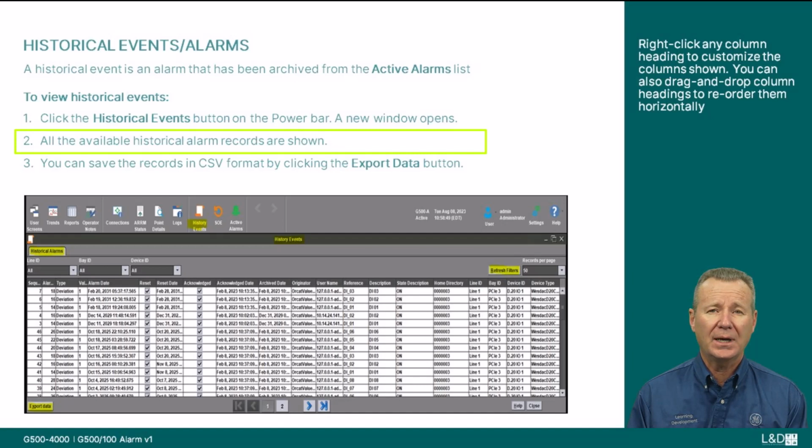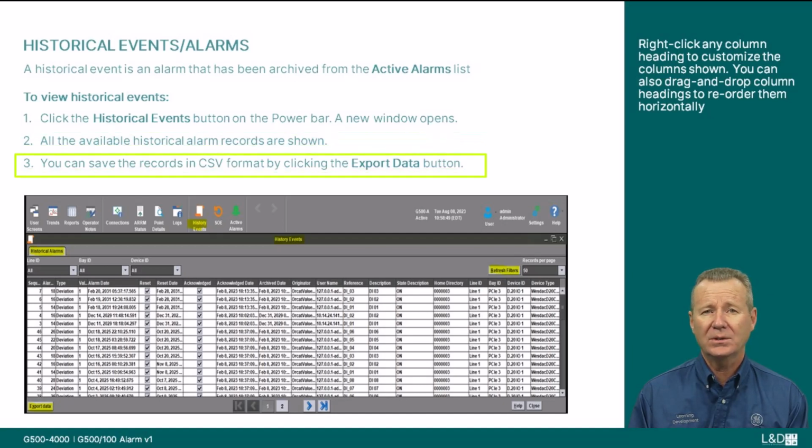You can filter by line ID, device ID, and/or bay ID, and you can choose the number of records to show on each page. You can save the records in CSV format by clicking the Export Data button. This exports all available data, even across multiple pages. Records that are filtered out are not included.